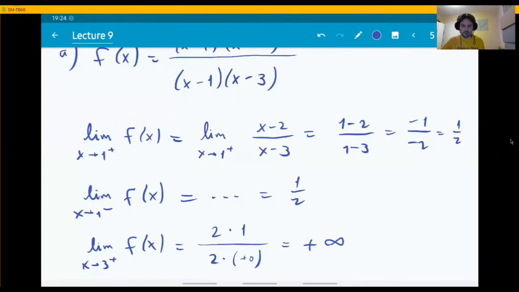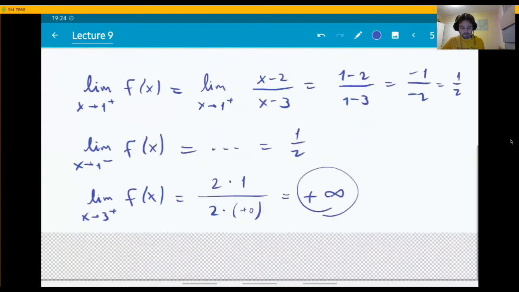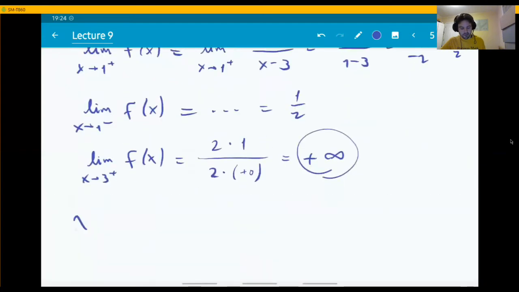But regardless of which sign of infinity we found here, because we found an infinity, we know there is an asymptote at this number. We don't even need to know the other limit. x equals 3 is a vertical asymptote. And it turns out from the other side, the function has a limit of minus infinity.